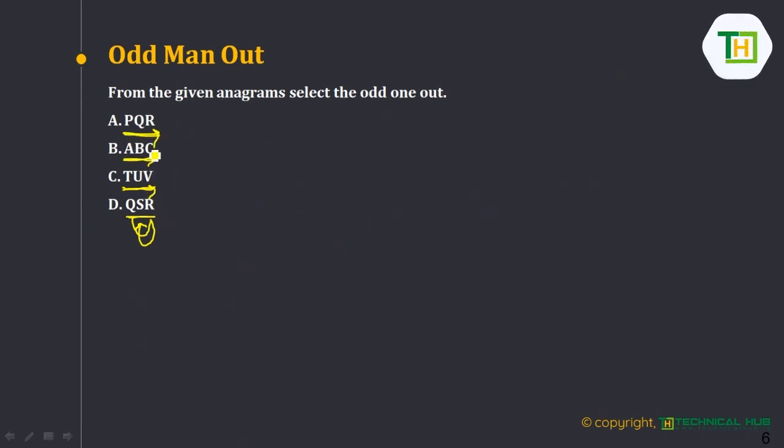So one more easy one we have. It is the simplest of all the odd one out questions. Three consecutive letters, and option D is not consecutive. They are not following the order. So that is the simple question we have. QSR, very good.